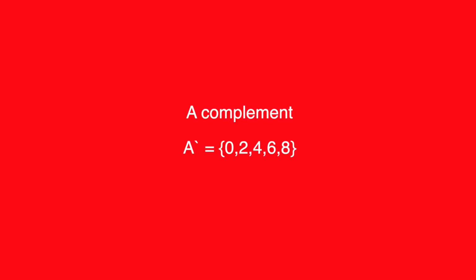Now, what would be the complement of set B given the universe? The complement of set B would be everything that is not in B. So what does that mean? 0, 2, 4, 6, 8. Simple as that, right? Now the union of set B and B complement gives us the universe.